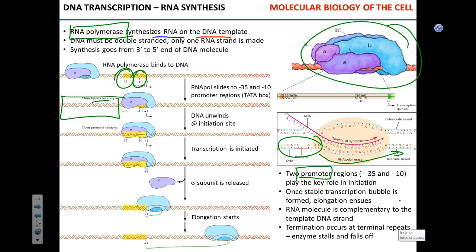And finally, it slides along the DNA molecule until it reaches the site of initiation. You know where it starts. There's a certain sequence called TATA or Tata box. Okay? Tata box is located right here, negative 10. Okay, and pretty much that's the moment when RNA polymerase is not only ready, it's already set. Now it's time for go.